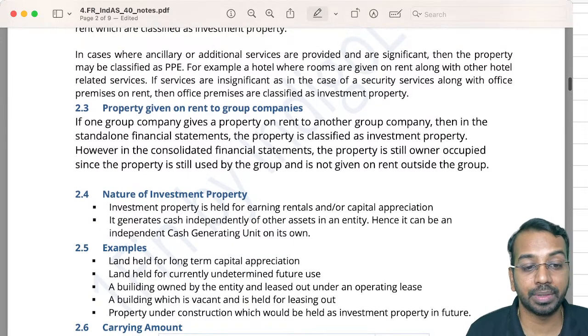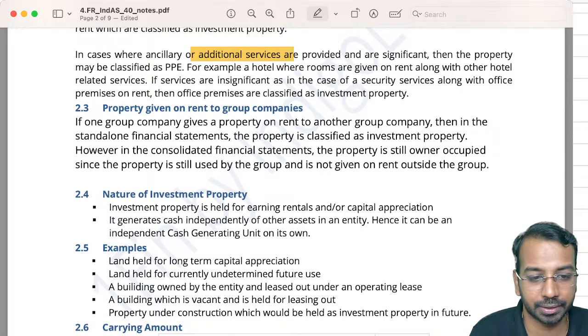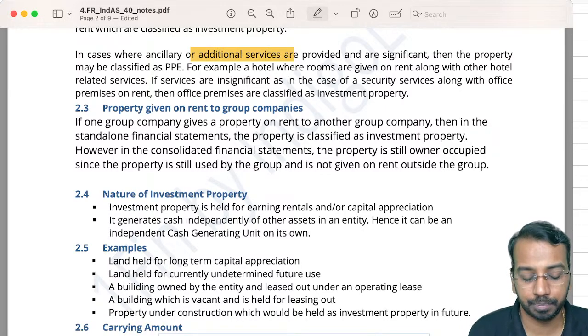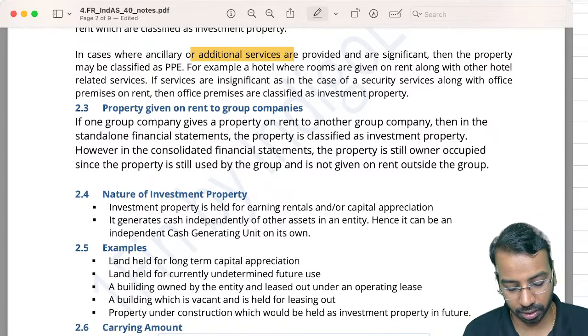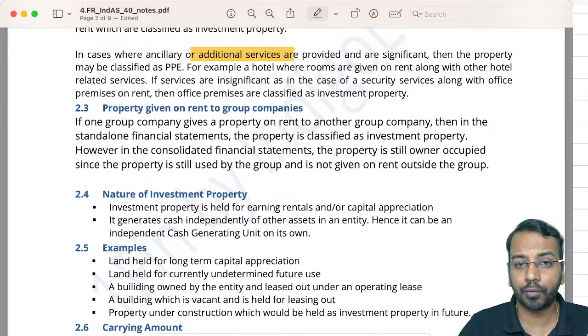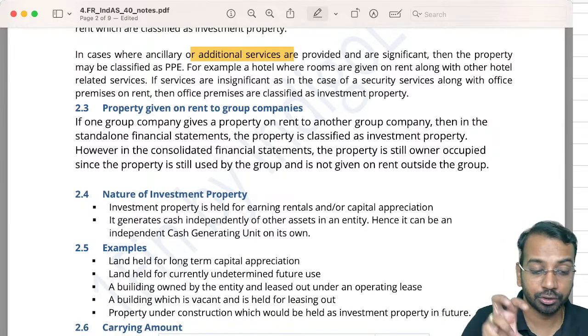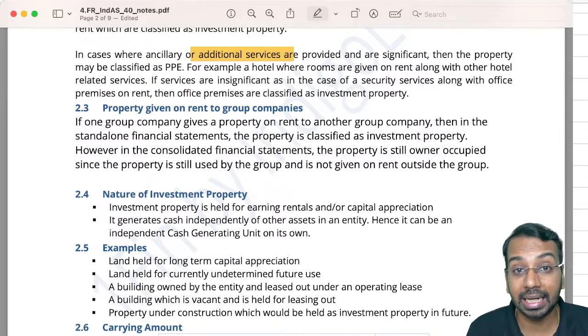In some cases, we also provide additional services along with the property. For example, hotel cases. In case of a hotel, you take the room on rent, then you take the services, the room service, the food, the restaurant, the premises. It is more for a stay purpose and all of that, right? So there you are providing additional services which are significant, and hence you will classify them as property, plant, and equipment.